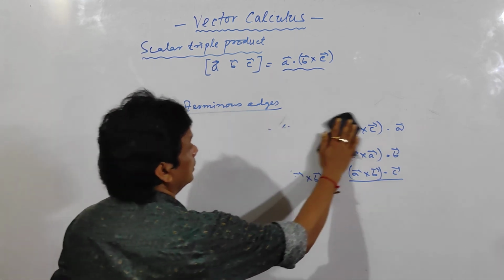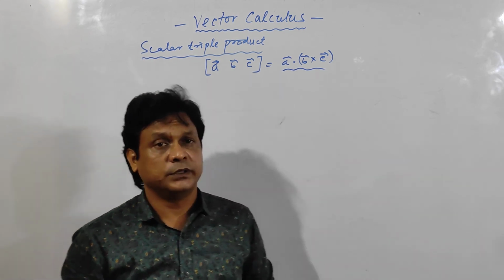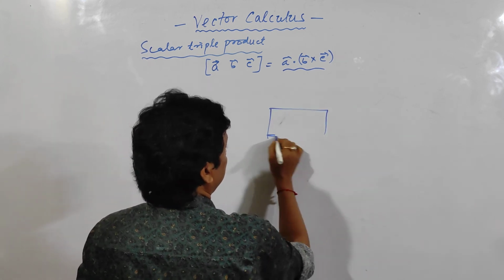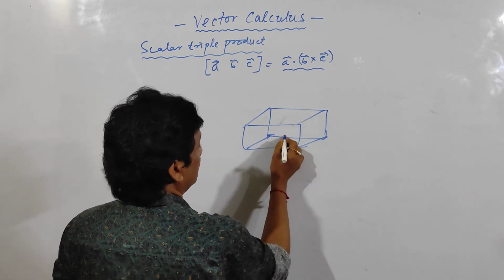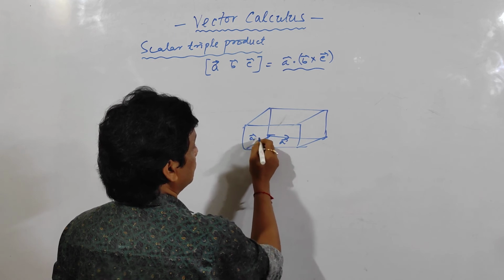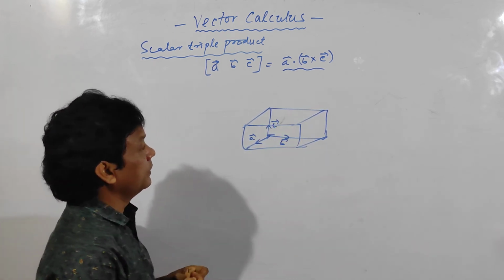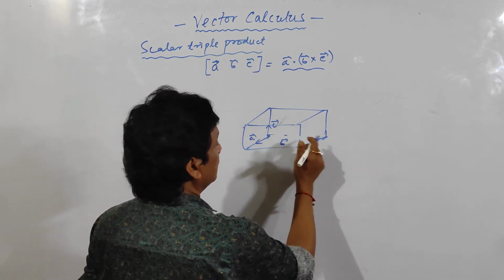And see here, ABC means, I am taking this one, see clearly. This one A vector, or I am taking this one A vector, this one B vector, and this one as C vector. In this figure, my C vector is the height.